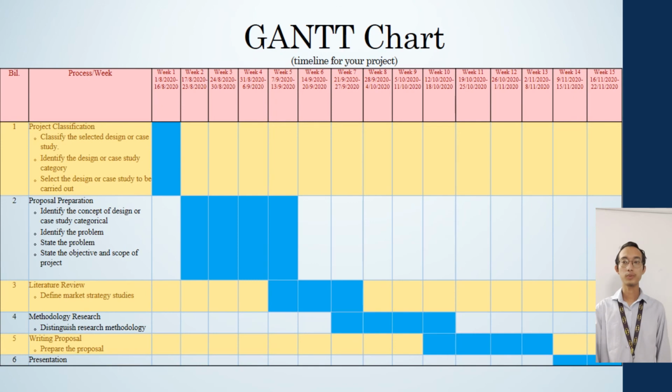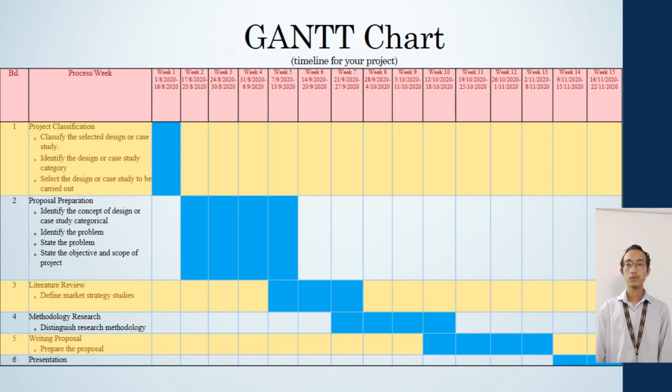As you can see from the slide, it is the Gantt chart table. A Gantt chart is a type of bar chart that illustrates a project schedule. For our Gantt chart, we estimate that in the first week we will finish the project classification. Under the project classification, it is to classify the selected design or case study and identify the design or case study category.